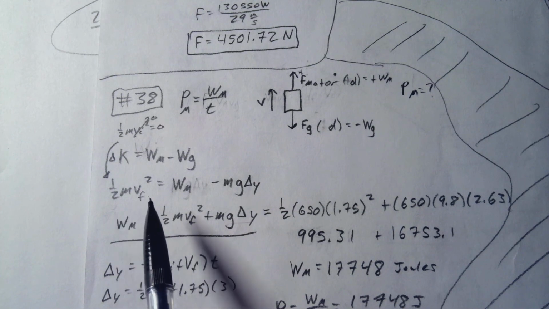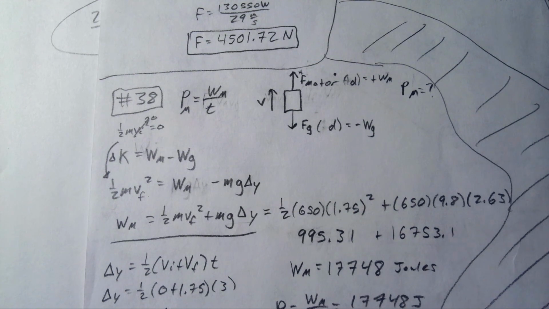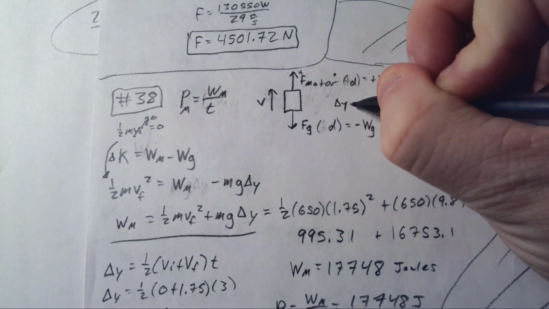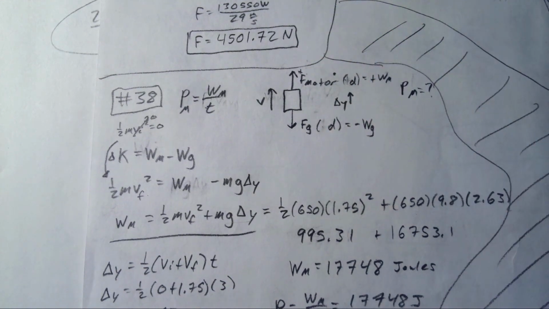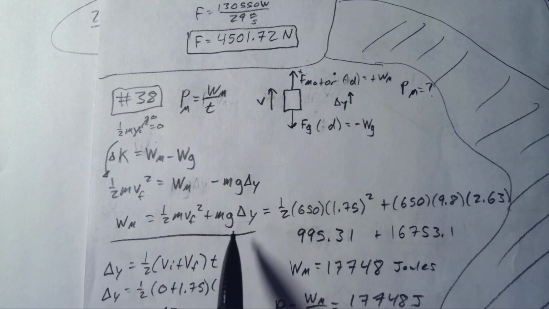So 1/2 m Vf squared equals the work of the motor minus mg delta y, which is the distance that it moves here. That's what they use in the problem. I'm going to rearrange this, solve for the work of the motor, and this is the equation we get here.